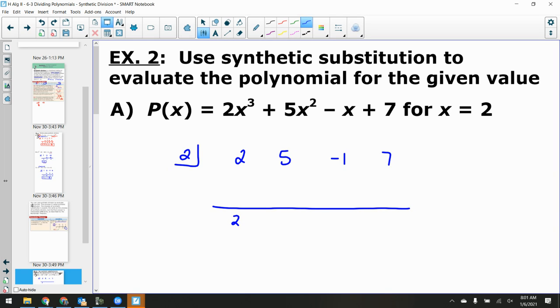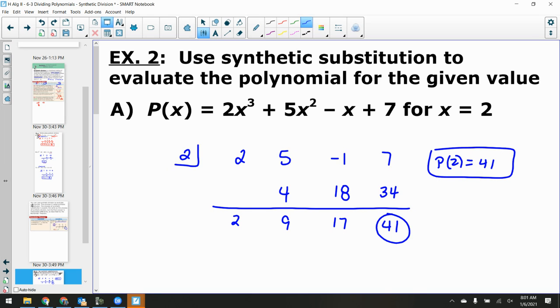2. 2 times 2 is 4. Plus 5 is 9. Times 2 is 18. Add down is 17. Times 2 is 34. Add down 41. And that's my answer. See, the process is the same, but the solution, you just interpret the results a little differently. So we're really just saying that now P of 2 is 41, right? If I took my calculator and said 2 times 2 to the third plus 5 times 2 squared minus 2 plus 7, I get 41.